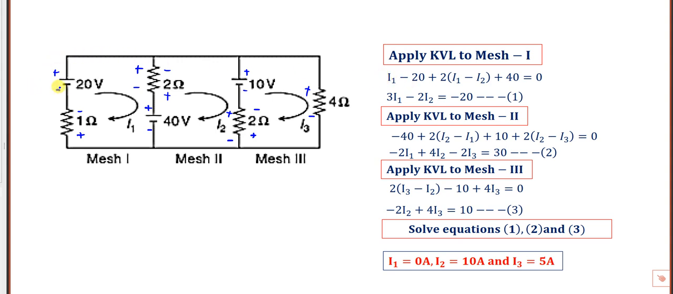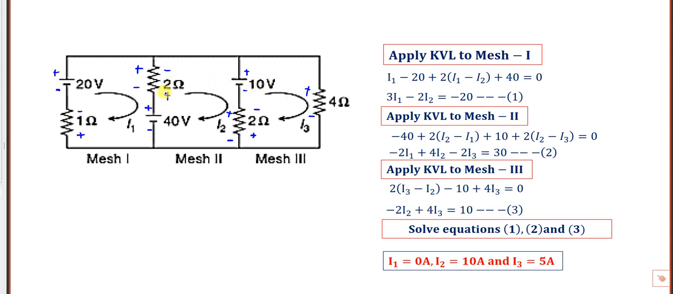Next we got minus 20. Next we got plus 2 into, 2 currents are flowing, I1 and I2. So I1 minus I2. While writing KVL for mesh 1, you have to consider I1 is greater, because we are writing KVL for mesh 1 considering resultant current is clockwise. So I1 minus I2 plus 40. And simplifying, you are going to get 3I1 minus 2I2 is equal to minus 20. Simplify this, you will get this.